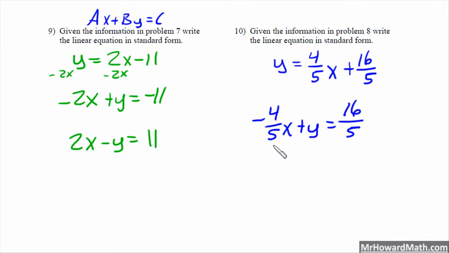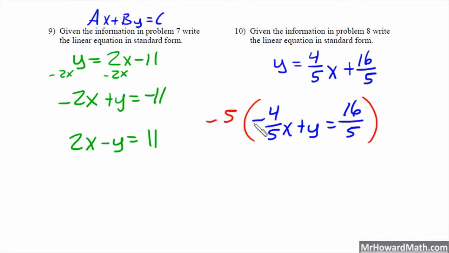Okay, now we need proper standard form here. Proper standard form says my x term needs to be positive and I cannot have any fractions anywhere in the problem. So the shortcut to take care of all of that in one step would be to multiply the whole equation by a negative. That will cancel that negative, that's what I want. And by 5 to cancel these divide by 5s. Multiplying by 5 is the opposite of dividing by 5, which is what these denominators are doing.